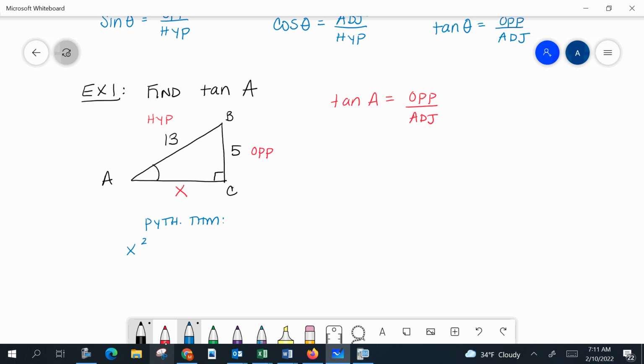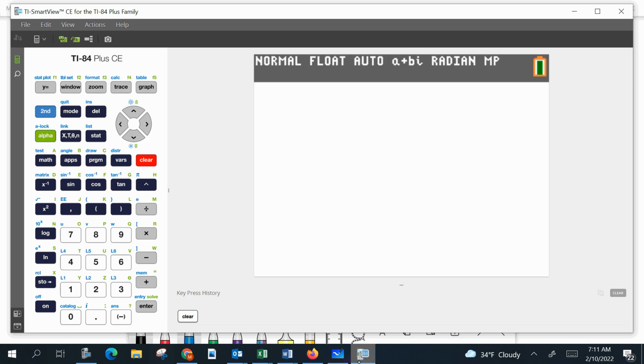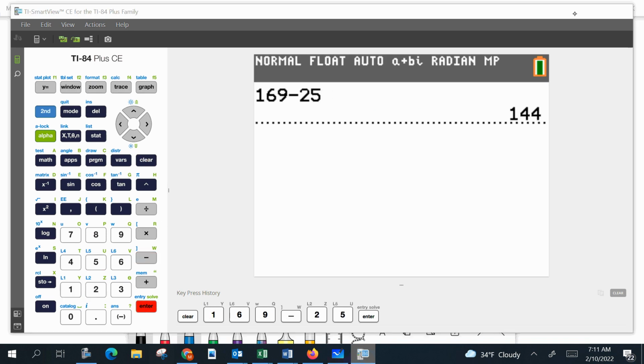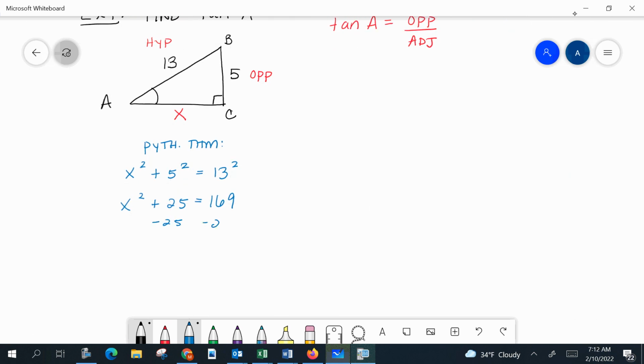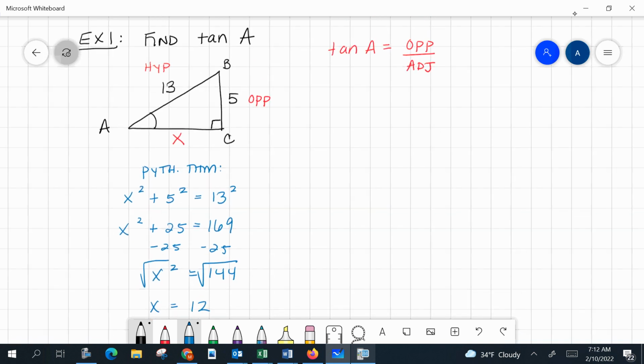So if we say x squared plus 5 squared equals 13 squared, we can then set up a little equation. 5 squared is 25 and 13 squared is 169. I can then take 169 minus 25 and I get 144. Right, so if I minus 25 from both sides, we get that x squared equals 144, and conveniently, when we square root 144, we get that the missing side length is 12.